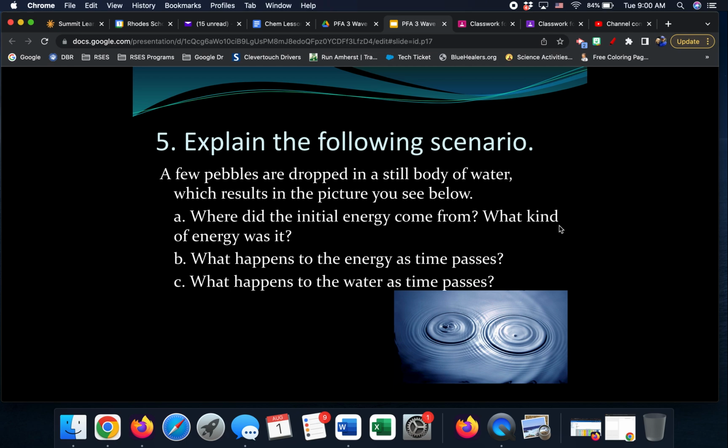Explain the following scenario. A few pebbles are dropped in a still body of water, which results in this picture that you see. Where did the initial energy come from, and what kind of energy was it? Well, it came from the pebbles, and because they were moving, it's kinetic energy. What happens to the energy as time passes? It transfers from one thing to the next, so it moves along the medium, and the water eventually will become calm.